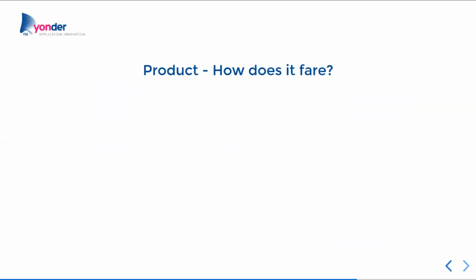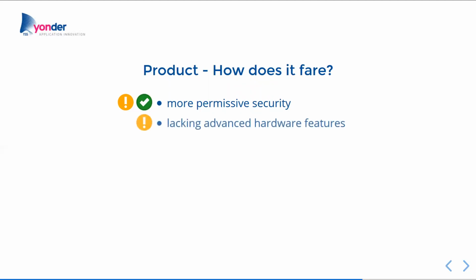Let's see how the PWA fares in the product field. So practically, it has more permissive security. Now, this can be a good and a bad thing. It's lacking advanced hardware features. So if you need them, you shouldn't go for a PWA. It's dependent on browsers. So this requires an analysis on whatever project you want to build, if you're thinking about using a PWA, to make sure that your user base has devices that actually support it. And by devices, I also mean those browsers that they have installed on those devices.